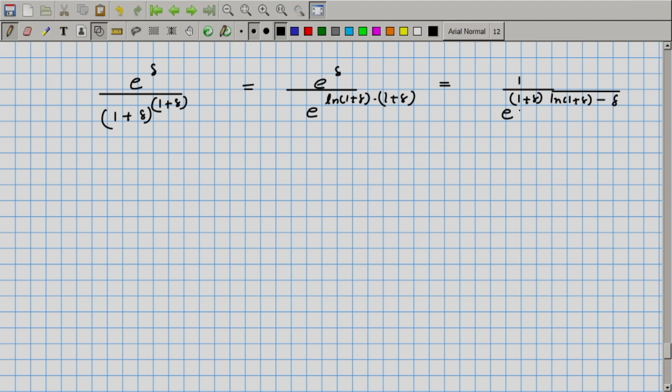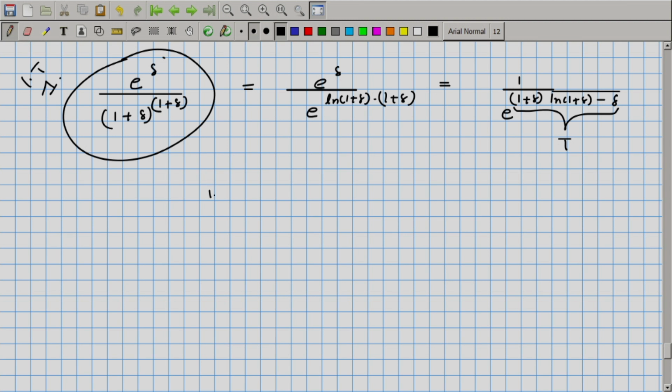So, if we can show that the exponent here, let us call that t, is greater than 0 for any value of delta, then we have some number which is strictly less than 1. So, this entire quantity will be less than 1. Okay, so we will try to show that.